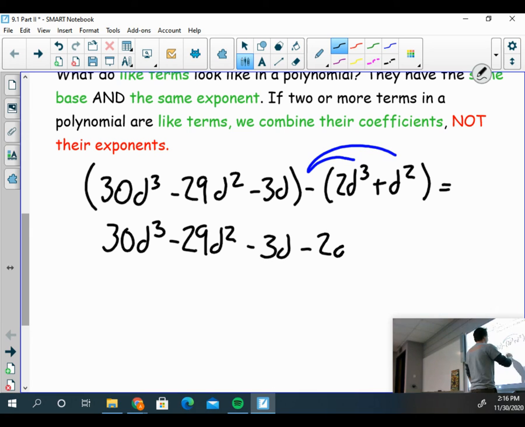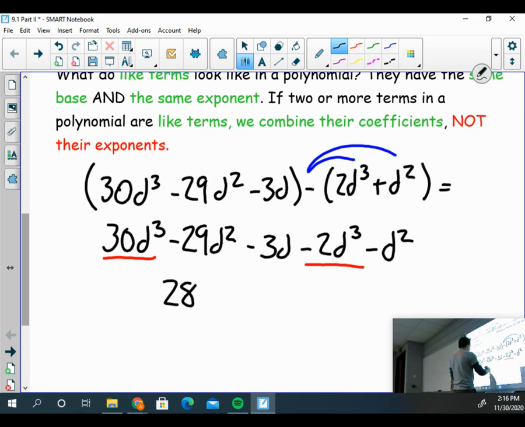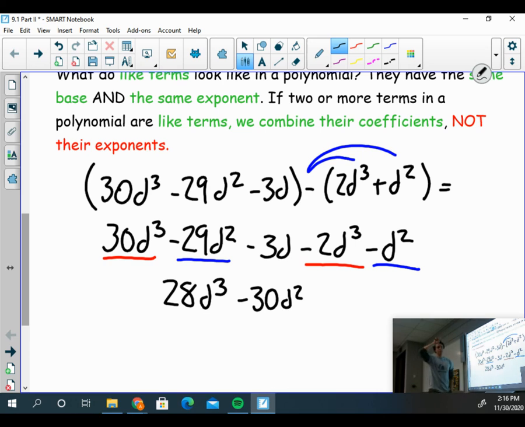I distribute that negative, and that 2d cubed becomes minus 2d cubed. D squared becomes minus d squared, and now I identify my like terms. 30d cubed and minus 2d cubed becomes 28d cubed. Negative 29d squared and negative d squared become negative 30d squared. Again, because we are subtracting a negative from a negative, that total has to go lower. So negative 29 will go down and become negative 30.